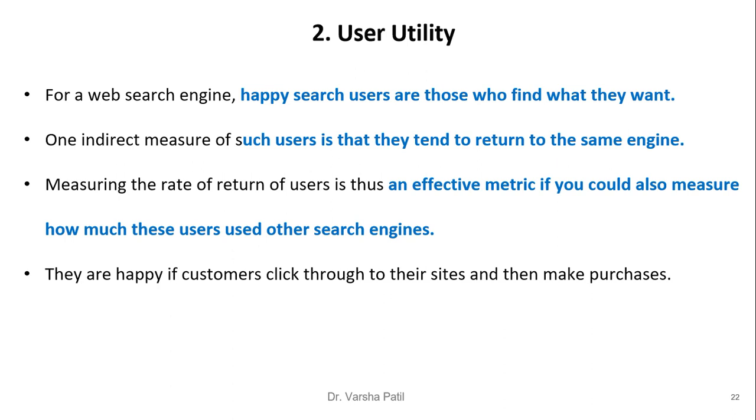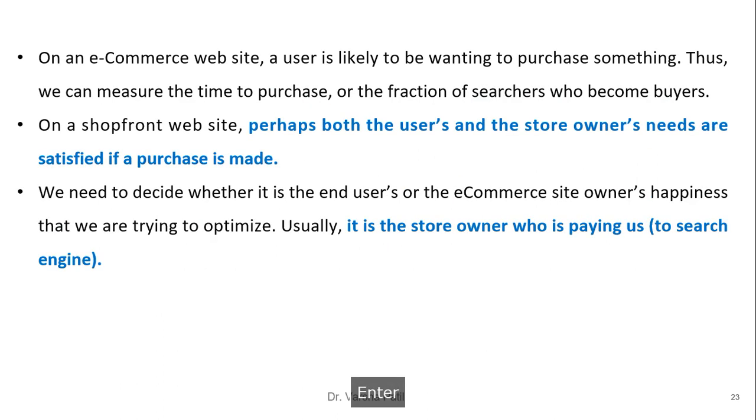User utility. For a web search engine, happy search users are those who find what they want. Another indirect measure of search user happiness is that they tend to return to the same engine. Measuring the rate of the return of the users is thus an effective metric. If we could also measure how much these users used other search engines, then only can we make a true comparison. They are happy if the customers click to their sites and make a purchase. This is given as an example for an e-commerce website, but that is nothing but user happiness, that is, returning to the website and doing something like a purchase.